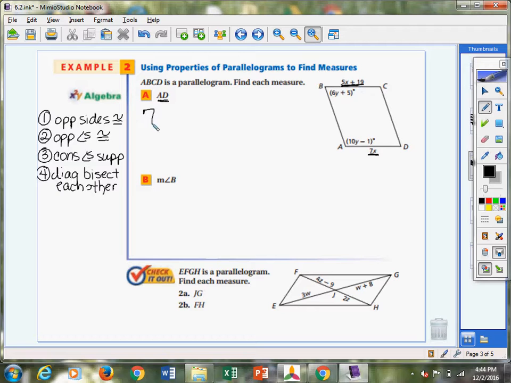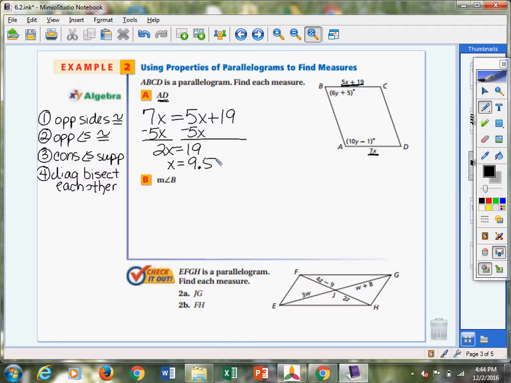So we're going to create a math problem, a little algebra problem. We're going to set those two sides equal to each other, and then we're going to solve for x. They're not asking for x, but we're going to solve for x. Okay, and I think we got x is 9.5.